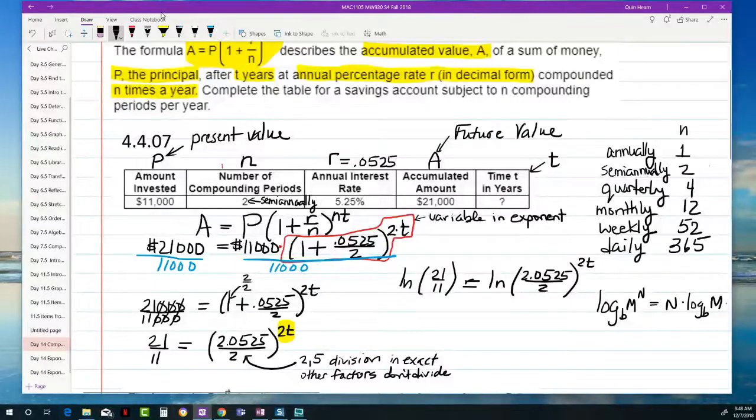But usually we just use the natural log. Okay, so now that we've taken the natural log of both sides, we can bring this power 2t out front. So we have the natural log of 21 over 11 equals 2t times the natural log of 2.0525 over 2. Okay, and now we just have to divide to get t by itself. t is being multiplied by the 2 and by that logarithm. So we're going to divide both sides by the 2 and by the natural log of 2.0525 over 2.